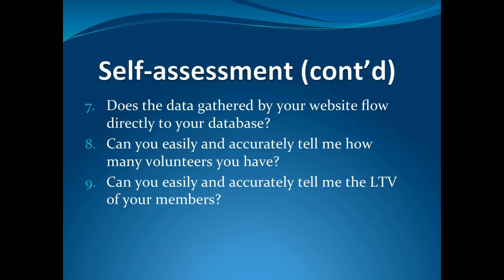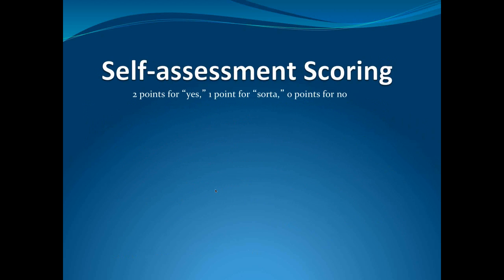And so with those 9 questions, take a look at your sheet, and for every question that you answered yes, you give yourself 2 points. For every question where you answered sort of, give yourself 1 point, and of course 0 points for no. So promise no more math. I'll give you about 20 seconds here to add that all up.